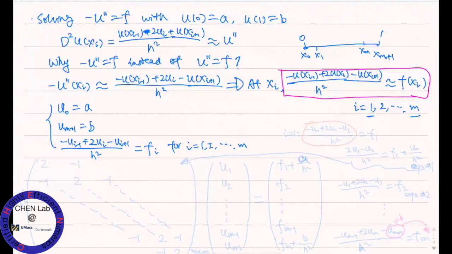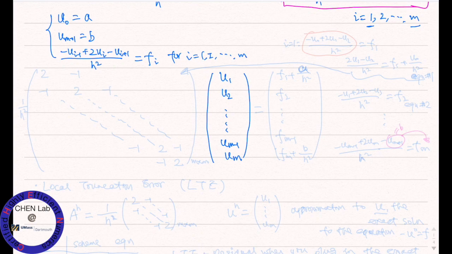And the next step is to write this as a linear algebra equation. Because we know u0 and we know u(m+1) already, our unknowns are u1, u2, up to u(m-1), um. Then you have a big m by m matrix, and this is equal to something, the right hand side.